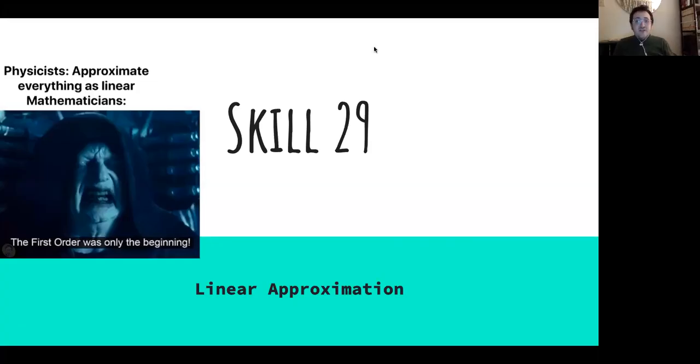Hello, ladies and gentlemen. Welcome to Skill 29, which is linear approximation. As physicists like to say, approximate everything as linear. Mathematicians: the first order was only the beginning.